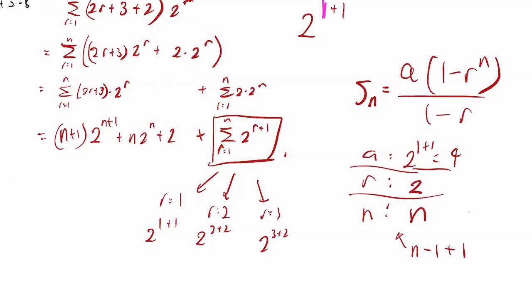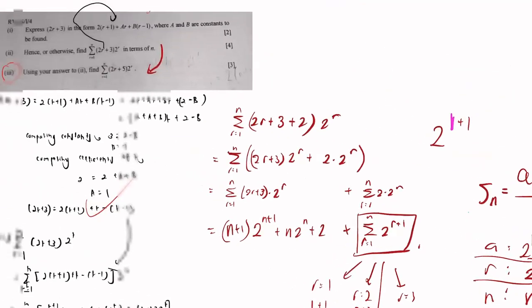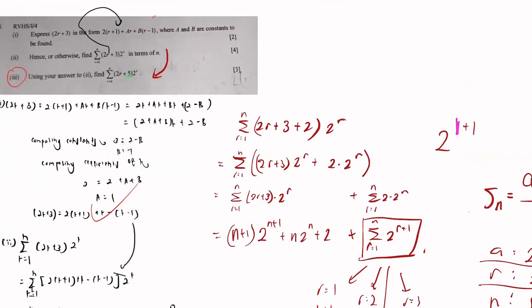And minus 1 plus 1. Okay? So now you got 4, you got 2, you got N. You got A, you got R, you got N. Just fill in the blank and you get your answer. Okay, I leave that to you. Use formula. All right, so the trick here is to just make use of the answer from part 2 by rewriting the 5 as 3 plus 2, and then you distribute.